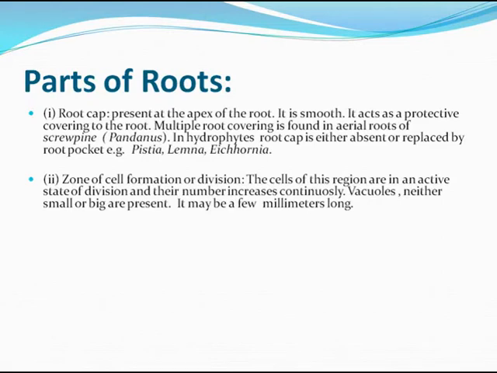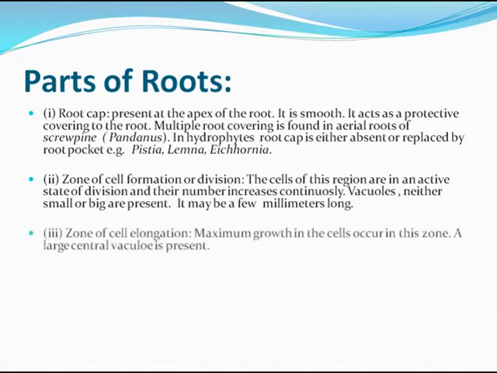Next comes the zone of cell formation or division. The cells of this region are in an active state of division and their number increases continuously. Vacuoles, neither small nor big, are present. It may be a few millimeters long. Zone of cell elongation. Maximum growth in the cells occurs in this zone. A large central vacuole is present.